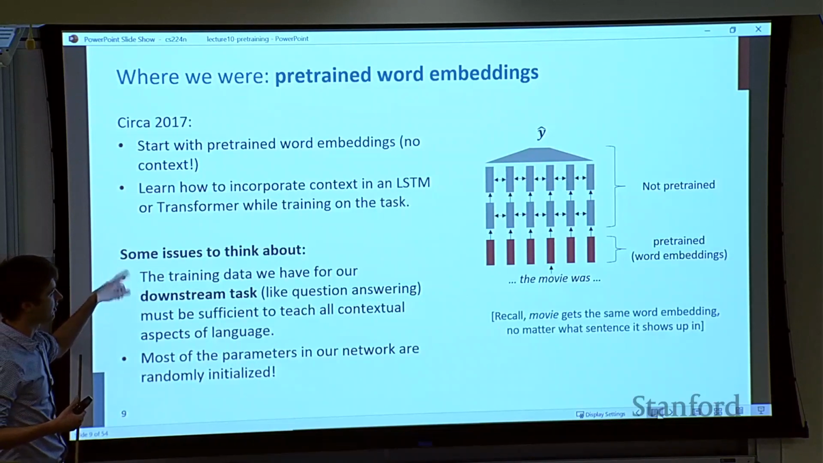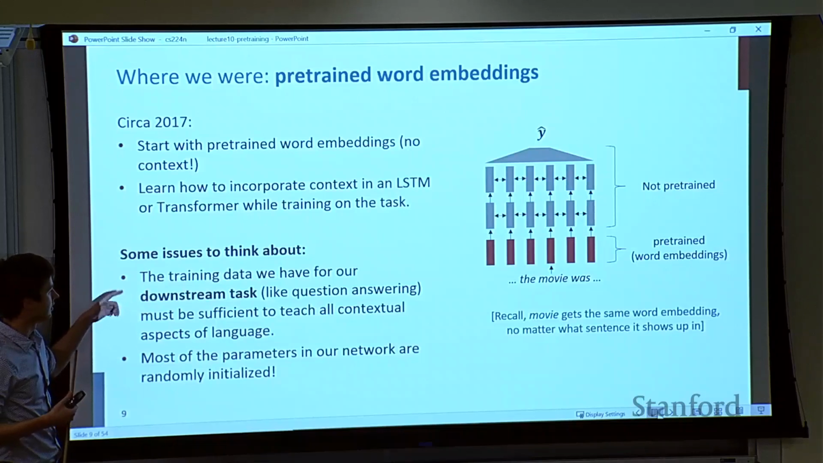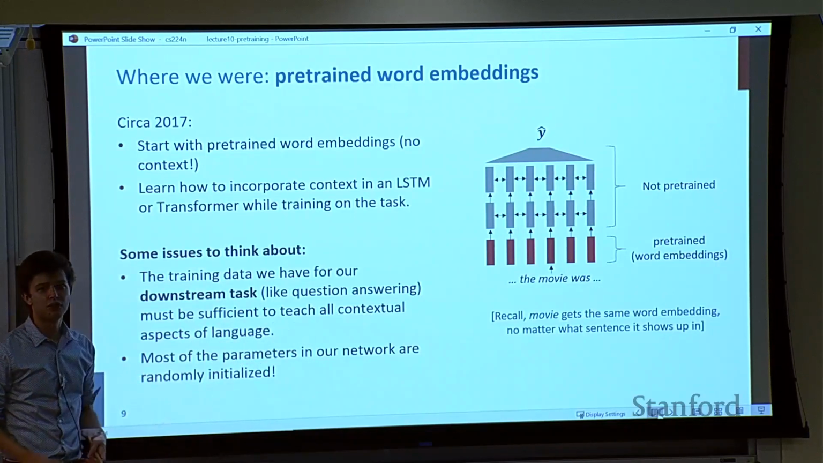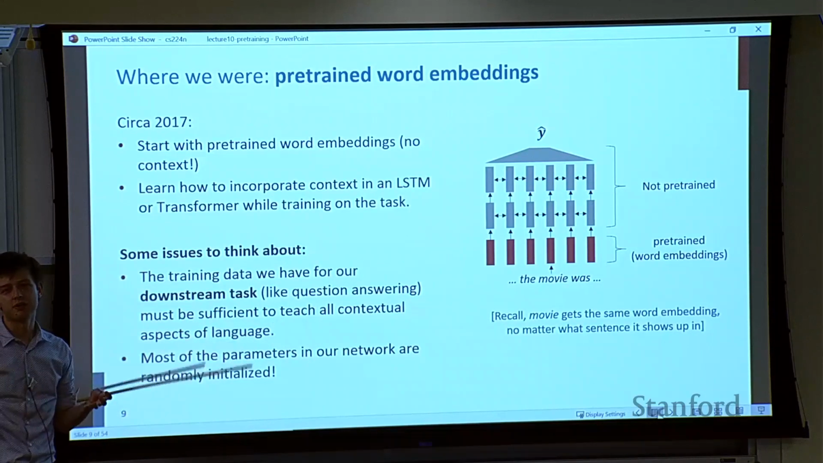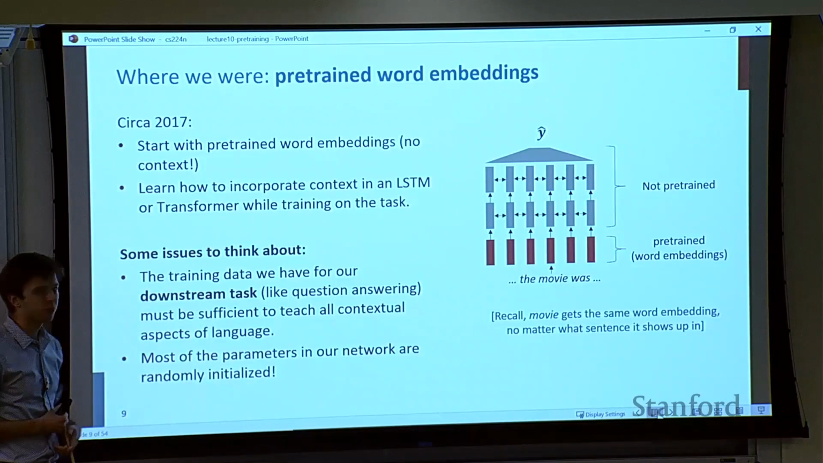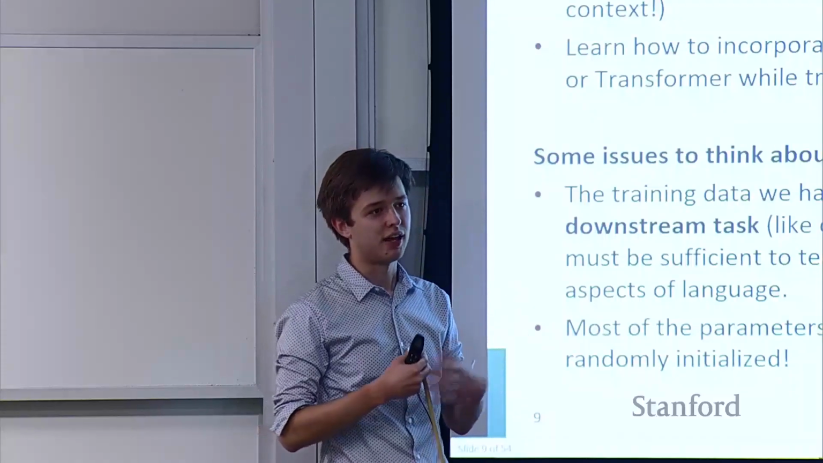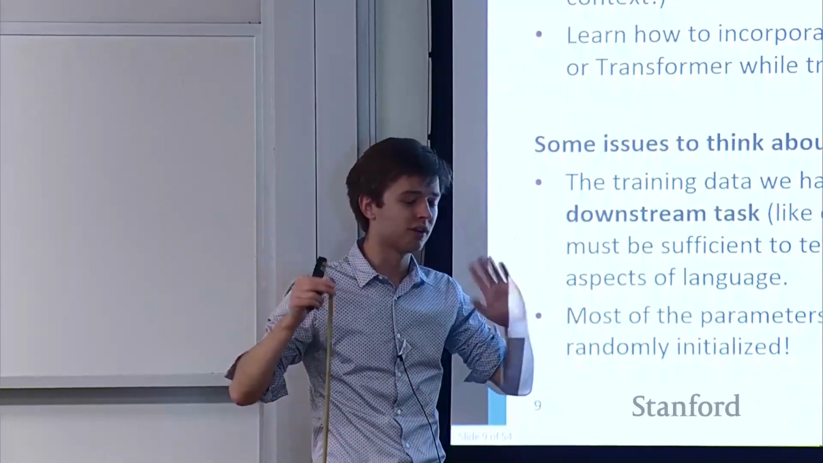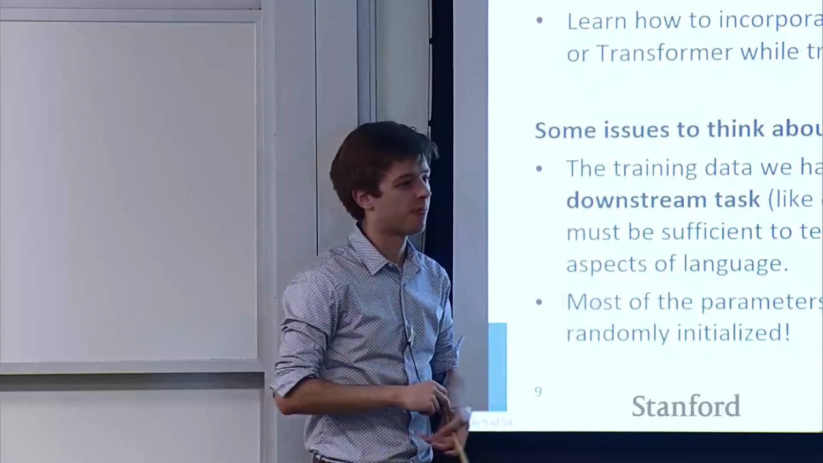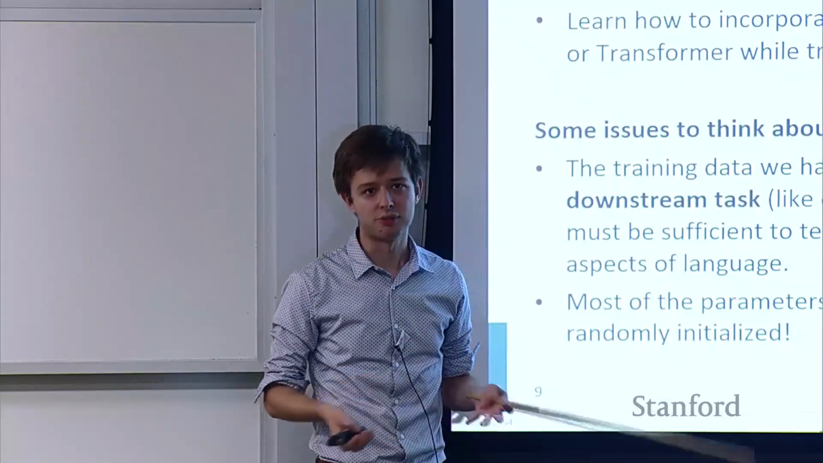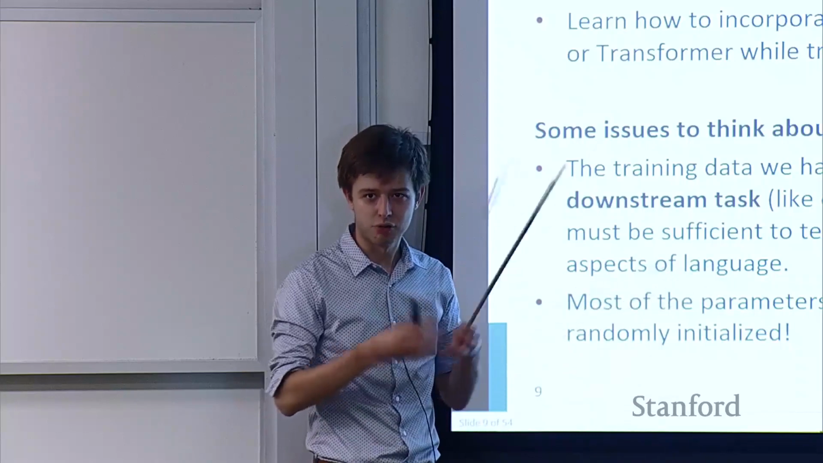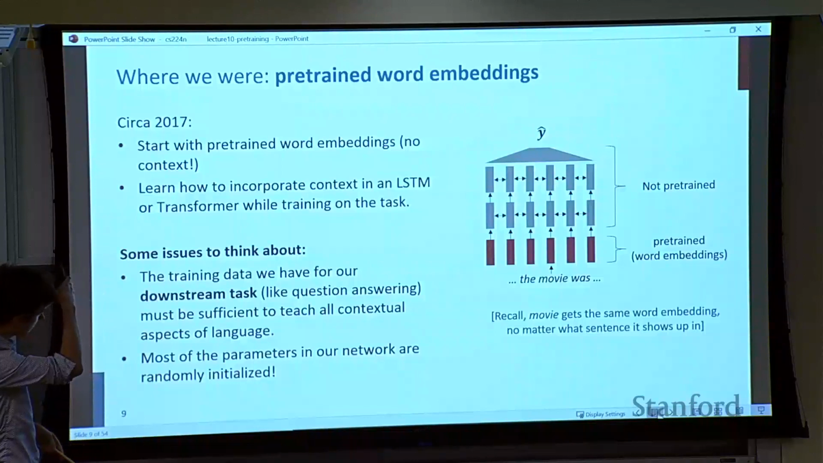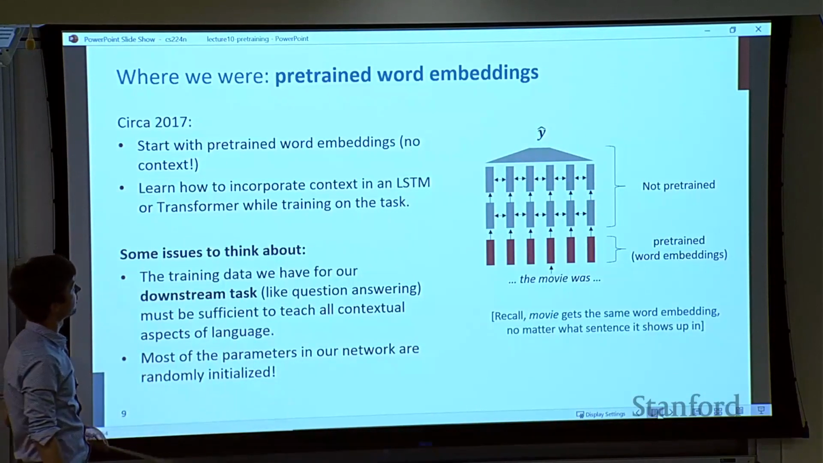But it does put the onus on our downstream data to be sufficient to teach the contextual aspects of language. So you can imagine if you only have a little bit of labeled data for fine-tuning, you're putting a pretty big role on that data to say, hey, maybe here are some pre-trained embeddings, but how you handle sentences and how they compose and all that stuff, that's up to you. So if you don't have a lot of labeled data for your downstream task, you're asking it to do a lot with a large number of parameters that have been initialized randomly. Okay, so a small portion of the parameters have been pre-trained.